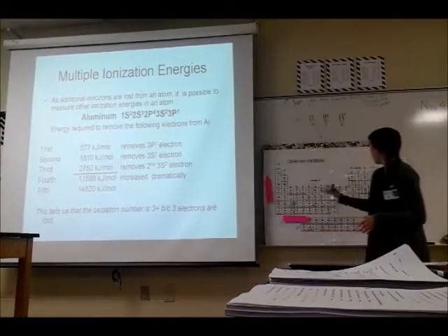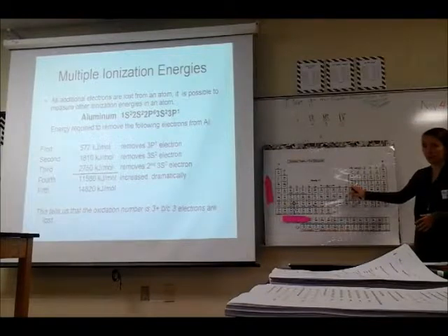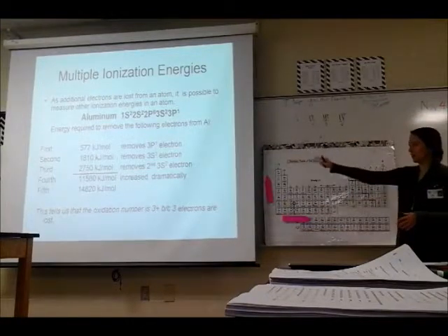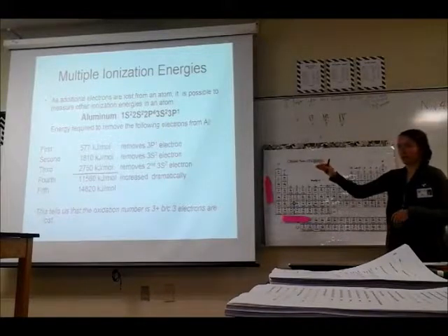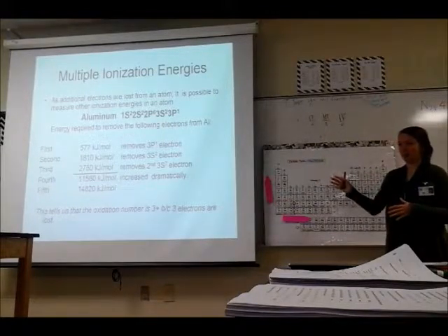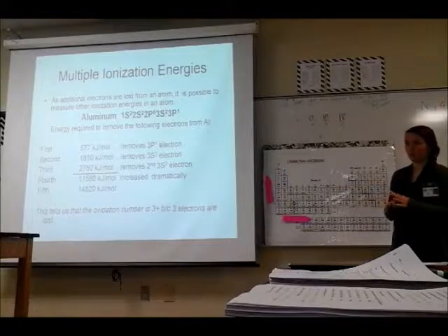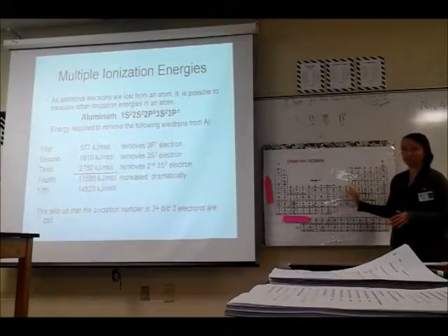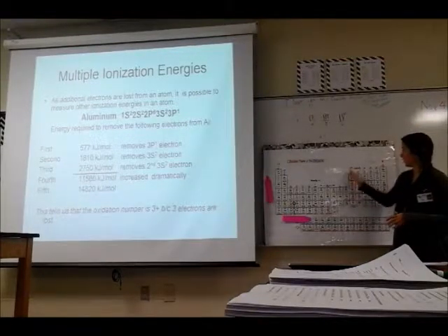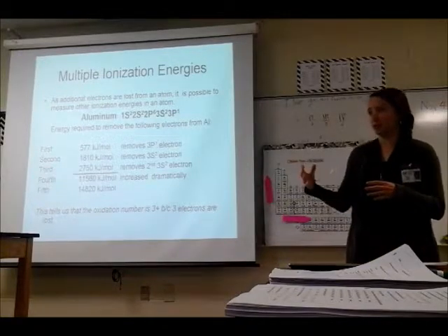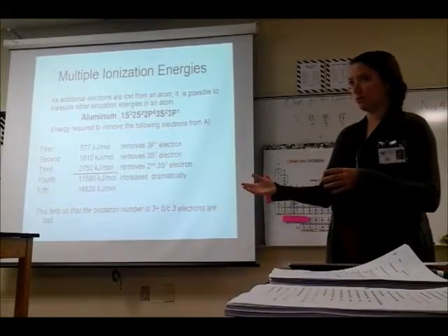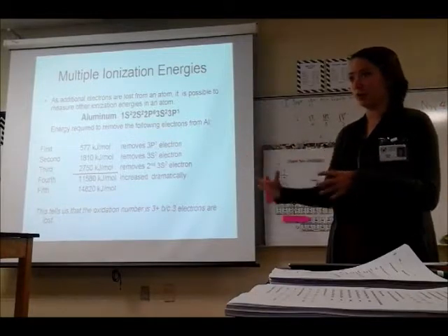So where is aluminum? Aluminum's here. Why do you think after the third ionization energy it jumps so high? Because it's got a +3 charge. It has 3 electrons that it can lose. Right? It wants to lose all 3 of those.